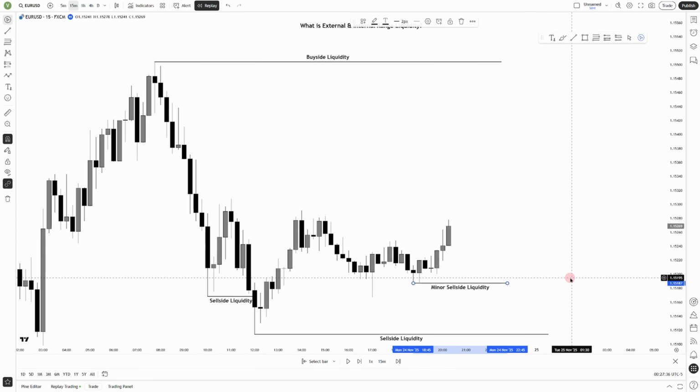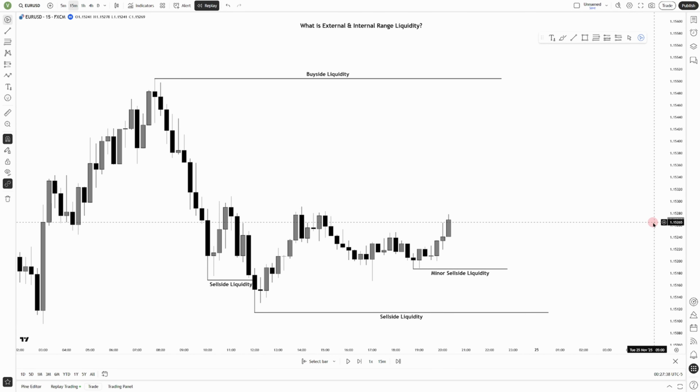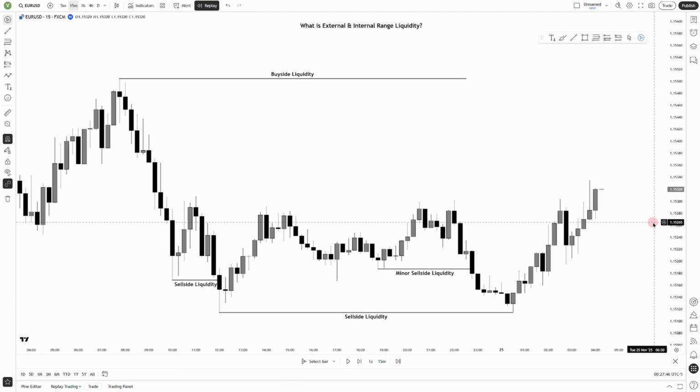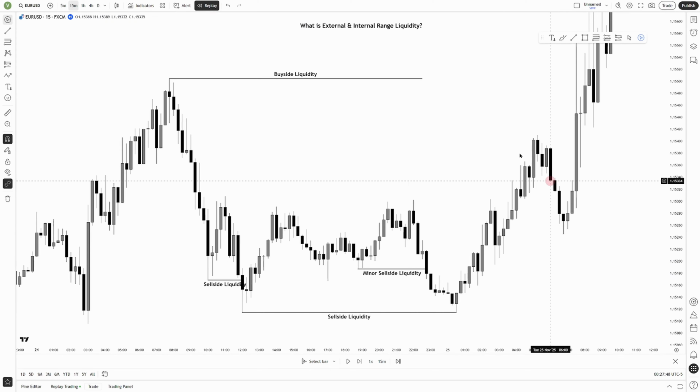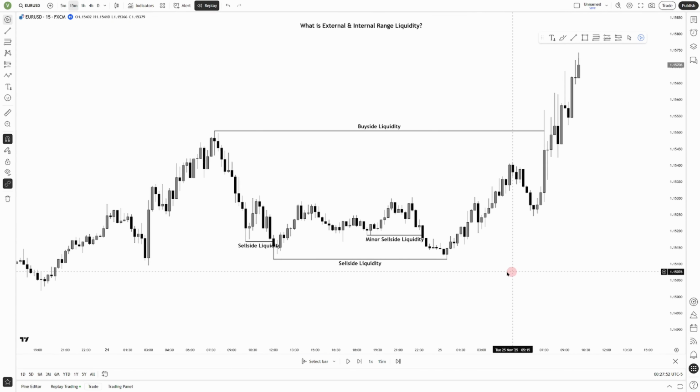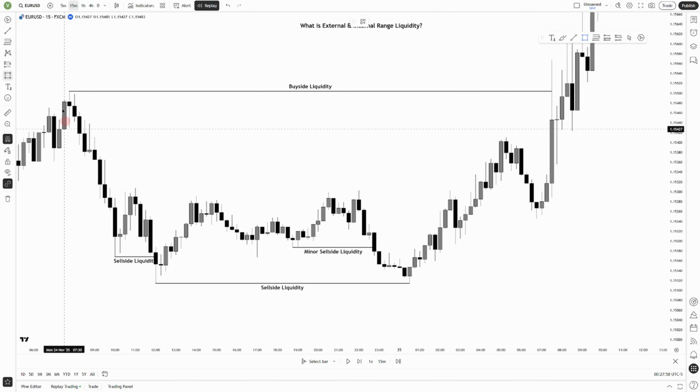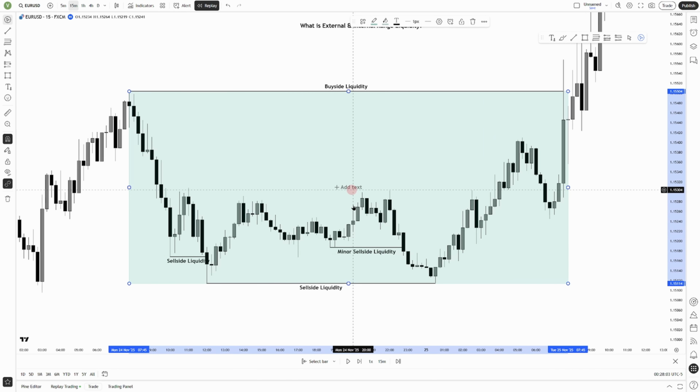We will wait for this low to get swept. So this low has been swept, and you can see that the price didn't sweep the sell-side liquidity and went straight to the buy-side liquidity. The buy-side and sell-side liquidity are called external range liquidity, and all the structure we have in between these liquidity levels is called internal range liquidity or internal range market structure.